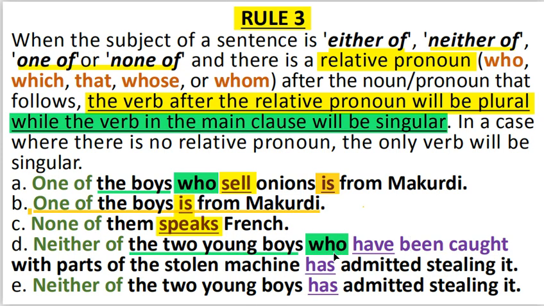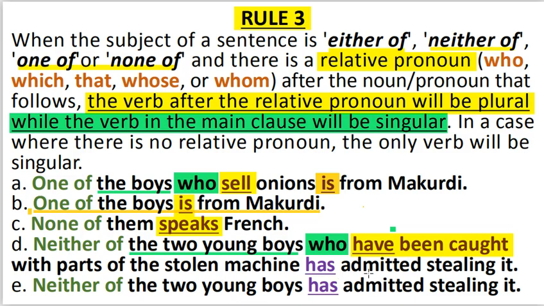We said that the verb that will follow that relative pronoun must be a plural verb. That is why we have the verb have been caught. That is a plural verb, have. If it were singular, it would be has. But because it is plural, we have H-A-V-E, who have been caught. Because these boys are two of them, we have the plural verb have been caught.